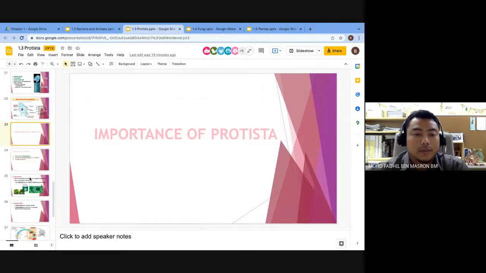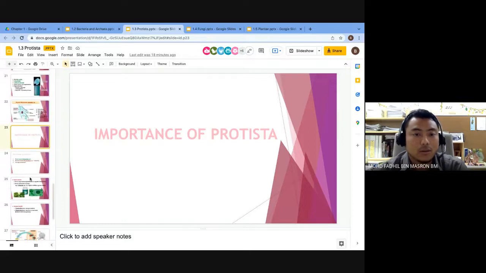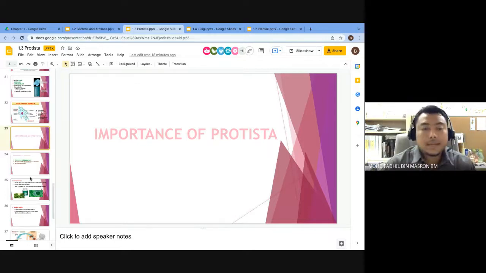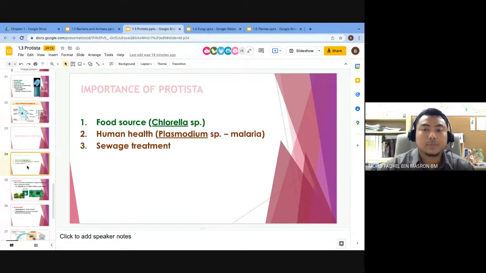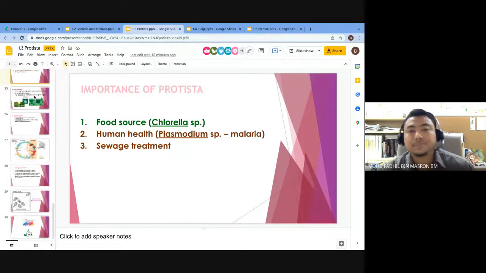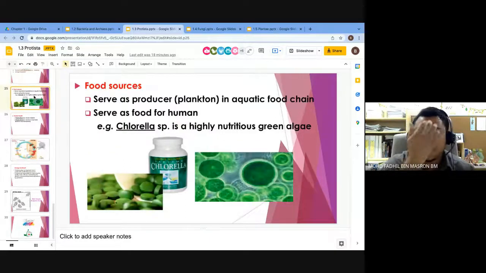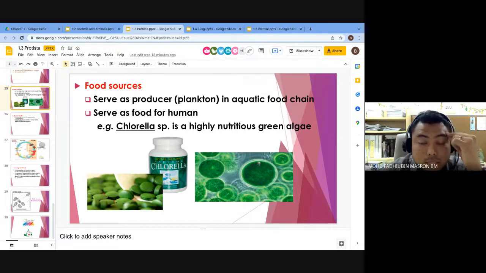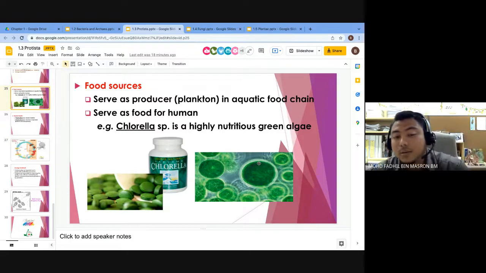Okay, now after long journey, we've come to the last part, importance of protista. So when I say importance of protista, maksudnya peranan kingdom protista ini. So dia boleh jadi sama ada sebagai food source, it also can impact on human health and also for sewage treatment, iaitu rawatan air kumbahan. Okay, so as a food source ni, serve as a producer plankton dekat dalam aquatic food chain, dan juga manusia juga ambil dia untuk buat pil chlorella, untuk dijadikan sebagai sumber makanan tambahan sebab dia mempunyai kandungan protein yang tinggi.